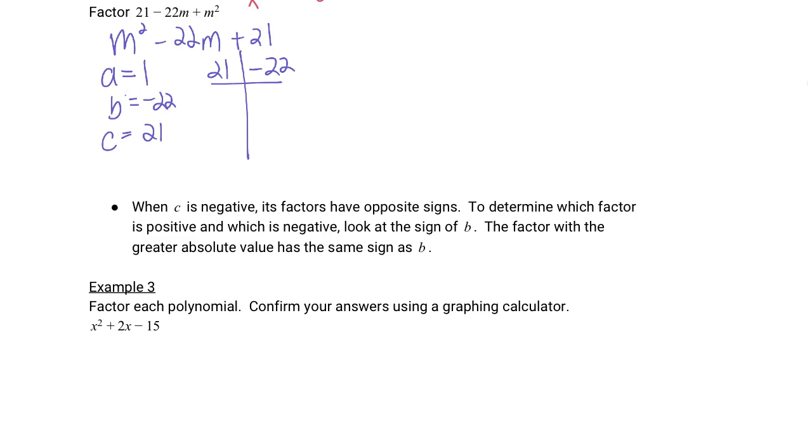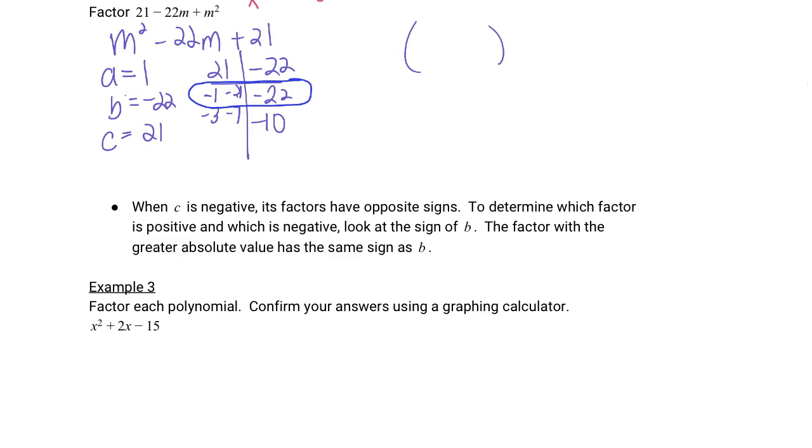So I know I'm going to have two negative factors. So negative 1, negative 21, negative 3, negative 7, and that's all I can think of. So we've got negative 22, negative 10. Obviously, this top one's our winner.